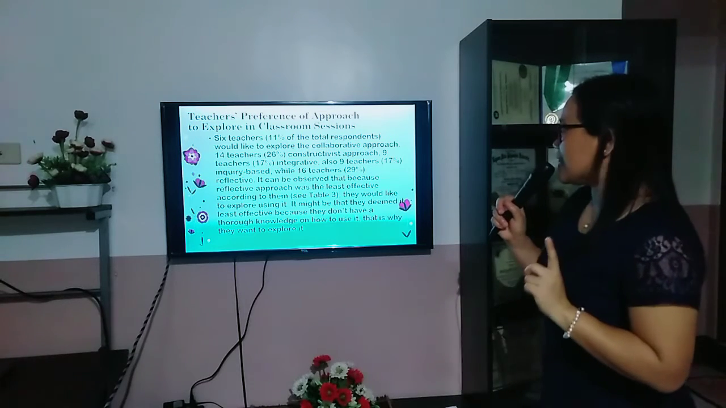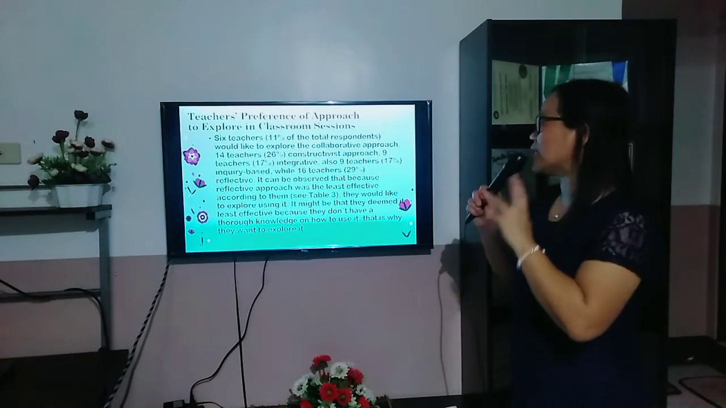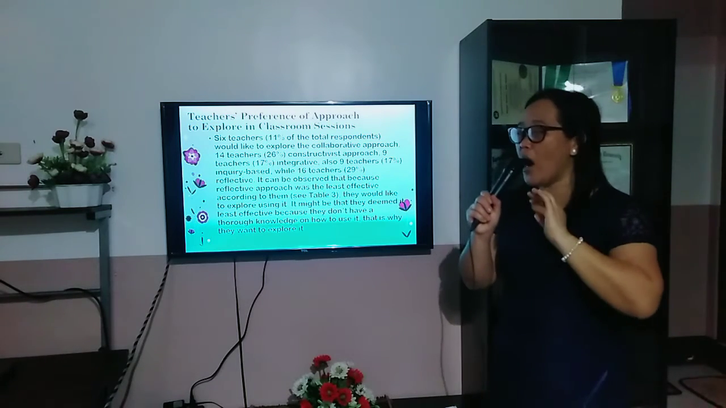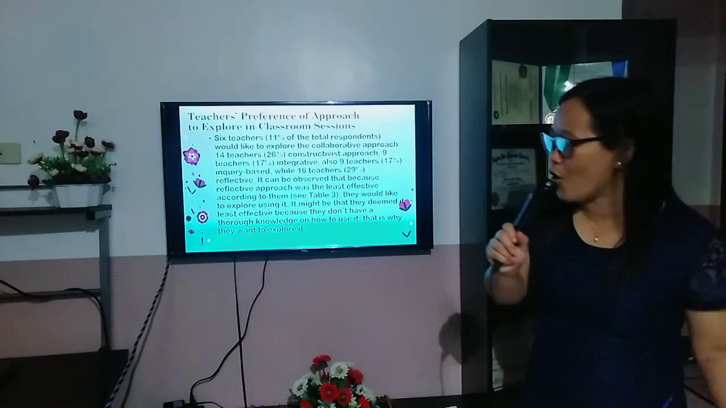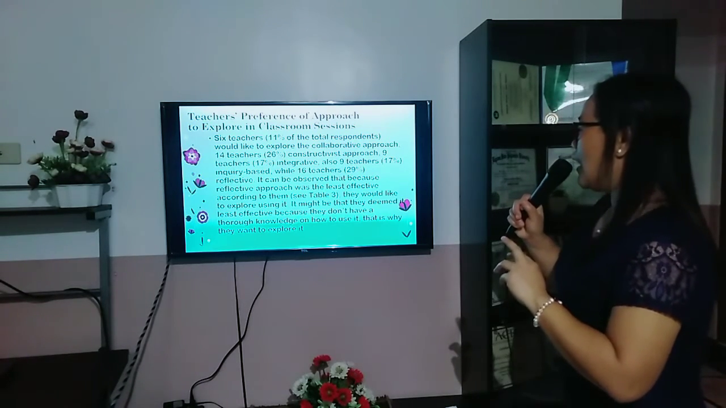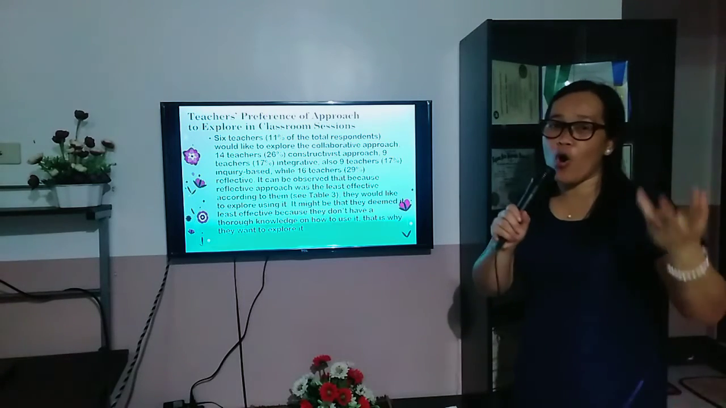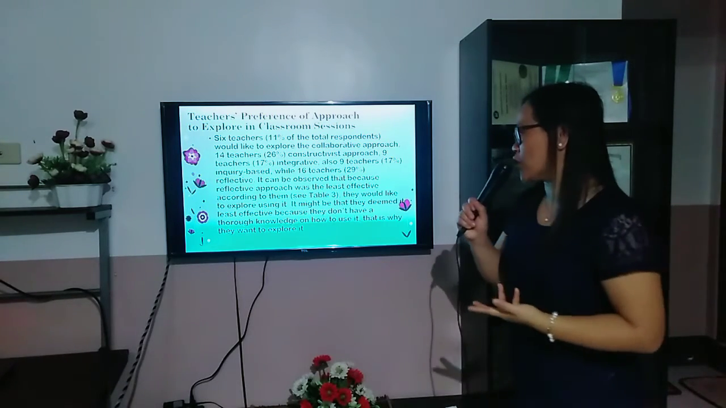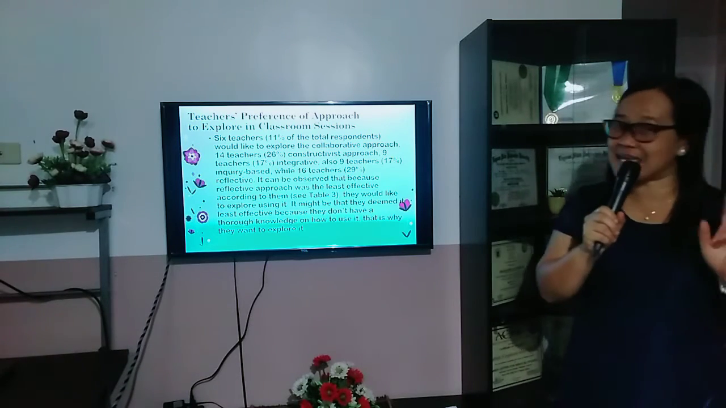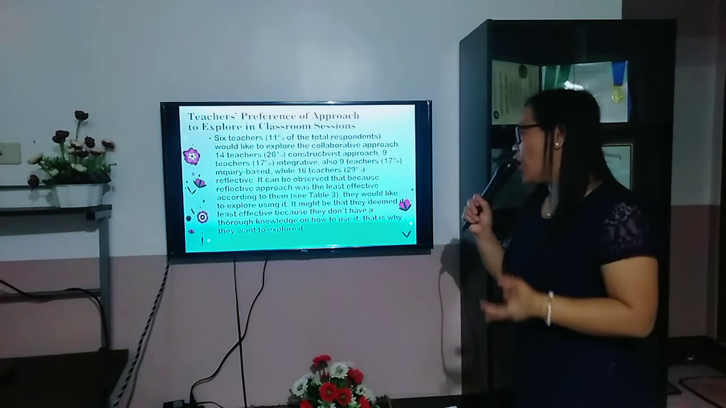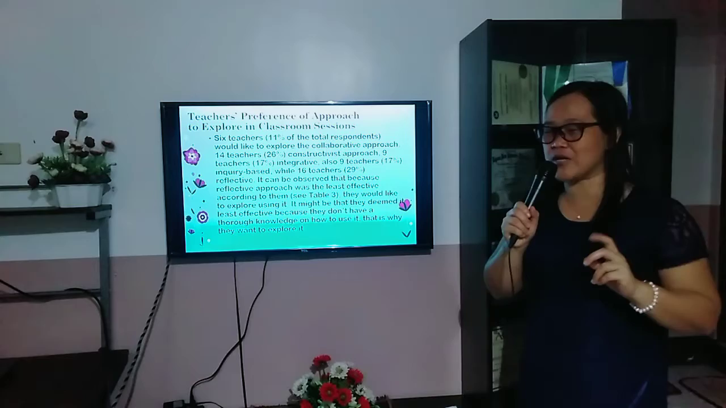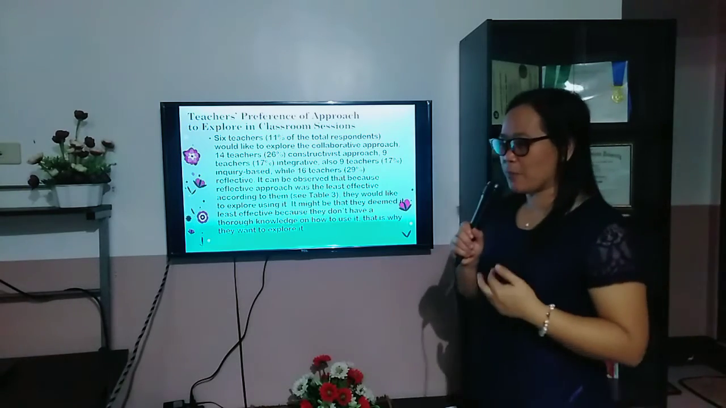While 16 teachers, who got 29% of the total respondents, wanted to explore more on the reflective approach. They would like to use and to explore more of this approach. It might be that they deem it least effective because they do not have a thorough knowledge of how to use it. That would be the very main reason why they want to explore it.